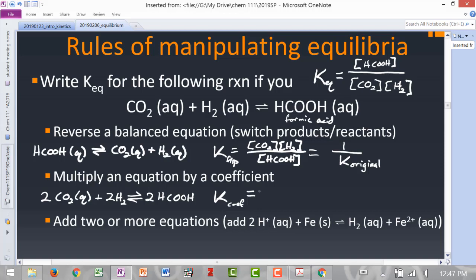As long as I can write the balanced equation, I frankly don't need to remember the other rules. I could say, whatever it is, I've got the balanced equation, products over reactants, coefficients as exponents. So I multiply that reaction by a coefficient, and raise the equilibrium constant to that power. You remember it, but the beauty of this is if you can write out the balanced equation, you can always go back to products over reactants and say, ah, that's what that rule was. Got it.